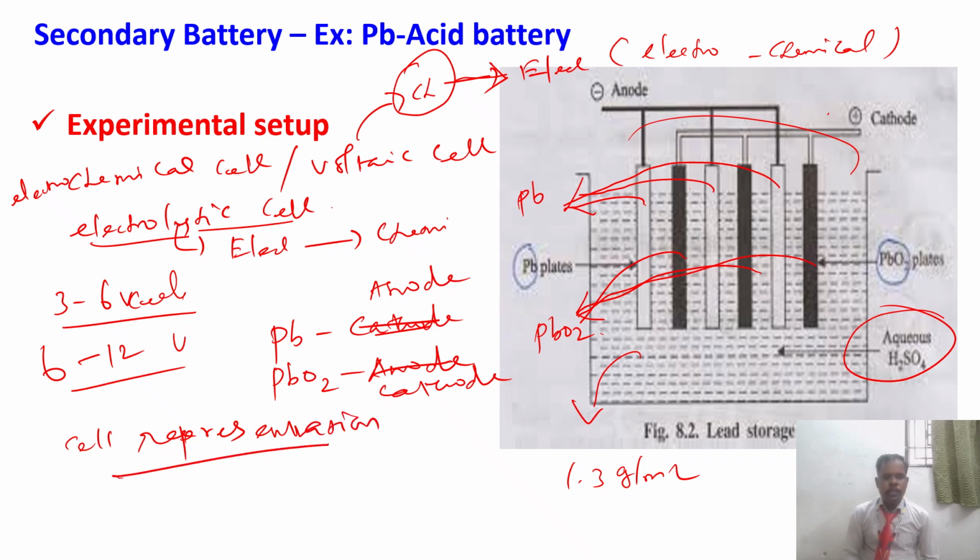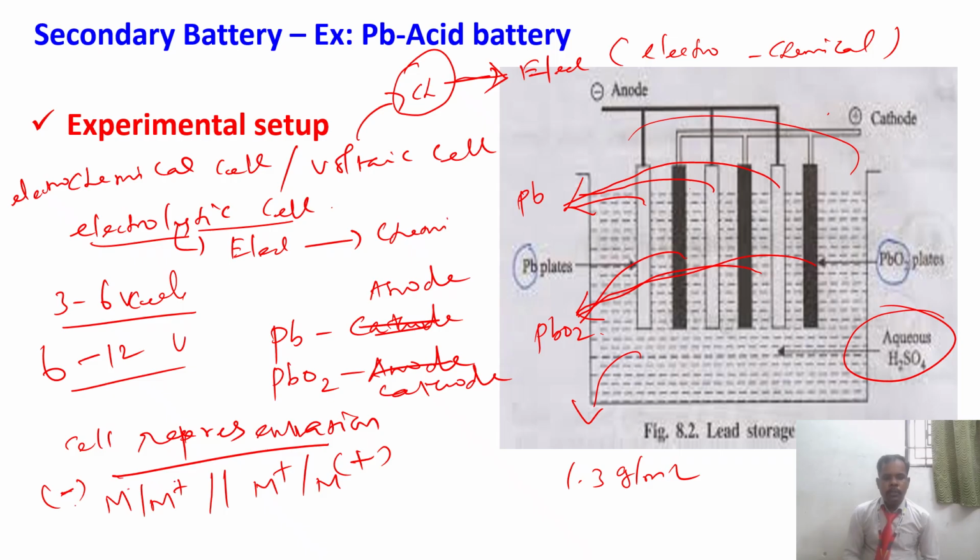Cell representation: we should write the general form, with the negative part on the left-hand side and the positive part on the right-hand side. For the negative part, the metal is converted into metal plus, written metal | metal plus. It reveals that the metal goes from 0 to +1, which is oxidation. Anode means oxidation. On the left-hand side, the anode, oxidation takes place. Cathode means reduction takes place. So at the anode, 0 is converted into +1, oxidation.